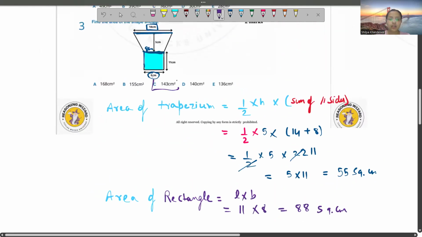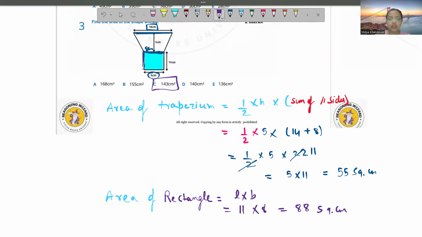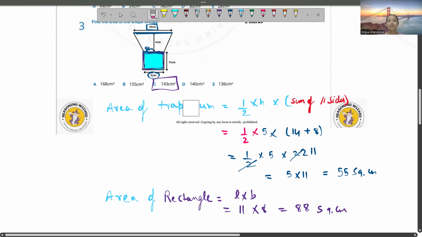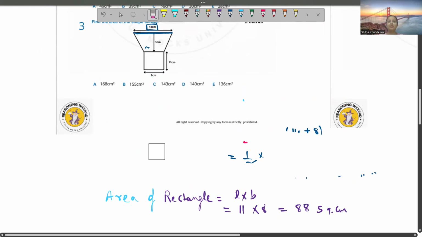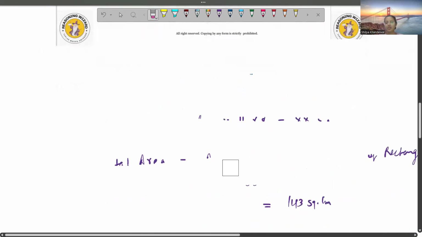So see, this option is the correct one, option C. I hope the part is clear. And again, I'm mentioning that it's a rectangle. By mistake, I said square. Okay, so I hope it is clear. Now let's move on to the next question.